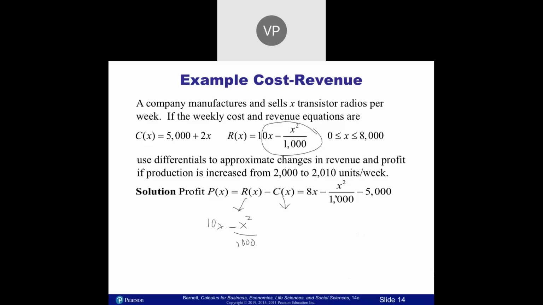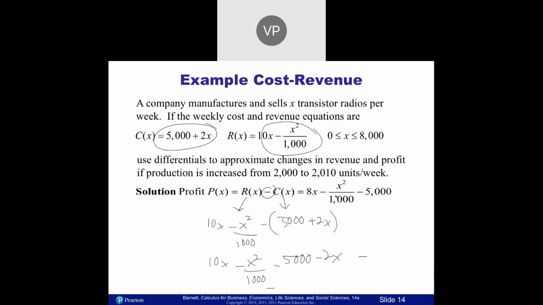C of x is this. It's 5,000, I'm going to make sure I write it in the same order, 5,000 plus 2x. And remember, you're subtracting the cost, so you subtract everything. So what that gives you is this. When I distribute that negative, I get negative 5,000 minus 2x.